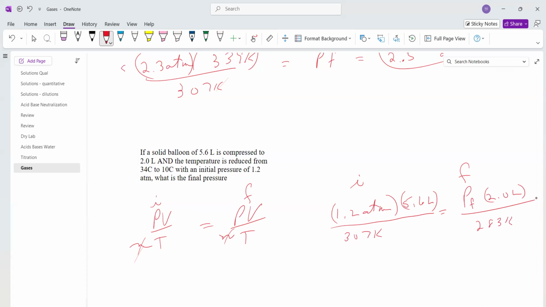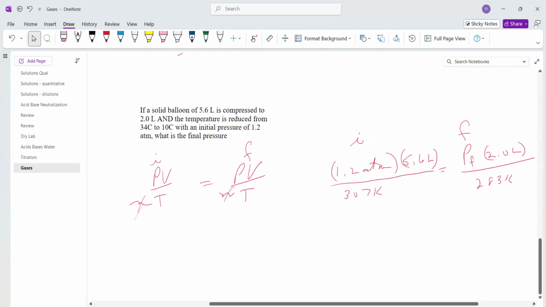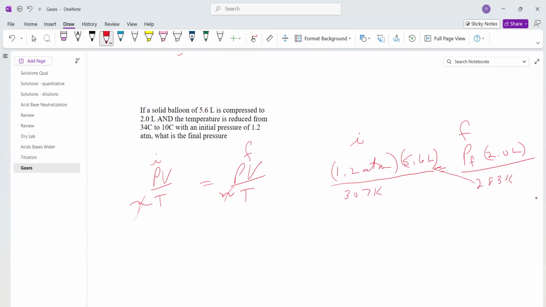So we've got 8 variables. Now, some of them are the same initial and final conditions, so they go away. You can cancel them out. But if they do change, you have to leave them in. Okay, so let's solve for P, final pressure. So we're going to cross multiply. So this goes over here. This goes down here. Cross multiplying, just like algebra.